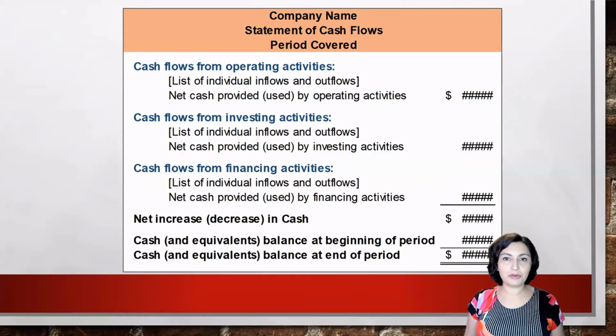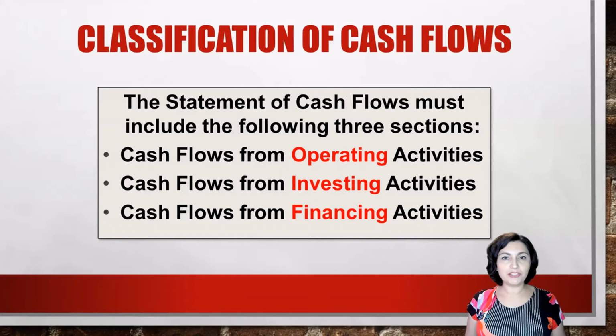Let's look at the summary of the components of a statement of cash flows. There are three main sections on the statement: operating, investing, and financing activities. The bottom of the statement reconciles the change in cash with the beginning and ending cash balances. The ending cash balance on the statement of cash flows should always equal the cash balance on the balance sheet. The statement of cash flows must include the following three sections: cash from operating, investing, and financing activities. The next few slides will discuss each of these activities sections.